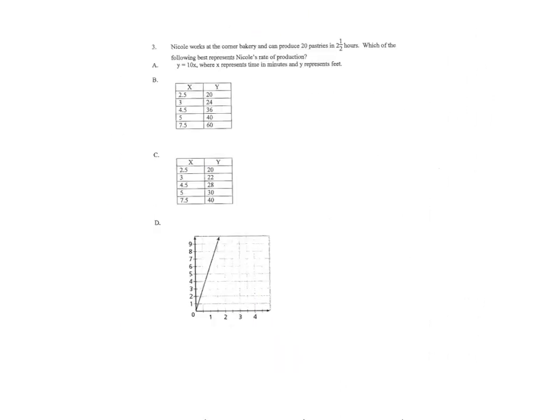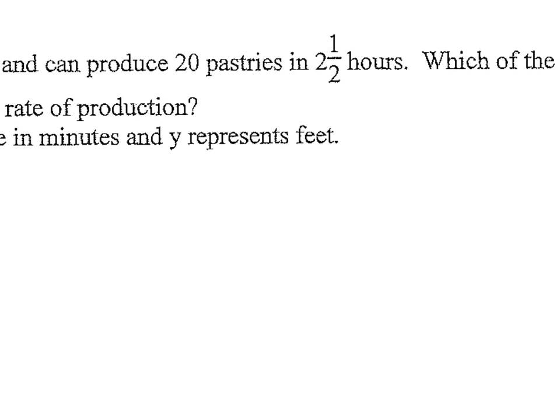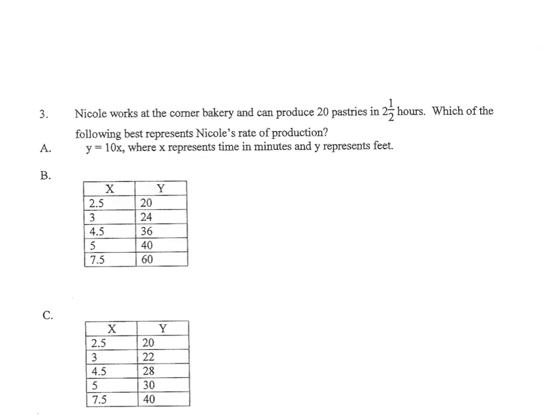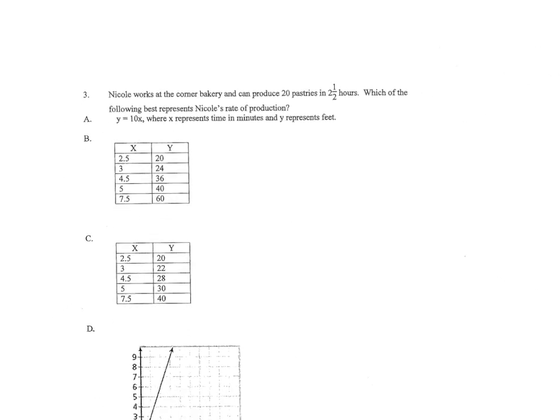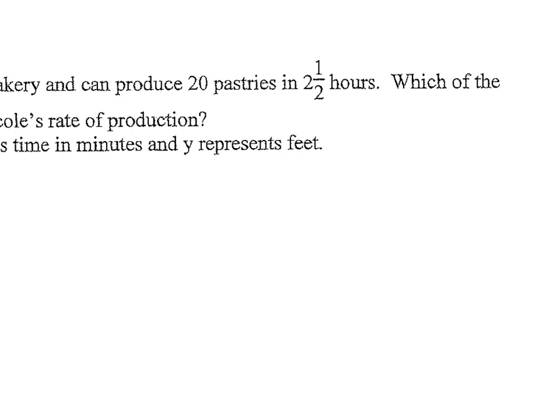Number 3. Nicole works at a corner bakery and can produce 20 pastries in 2.5 hours. Which of the following represents Nicole's rate of production? Well, she's doing 20 pastries in 2.5 hours. I think I would rather know how many she can do per hour. So we're going to do pastries per hour. I guess that should have an E on it, whatever, per hour.